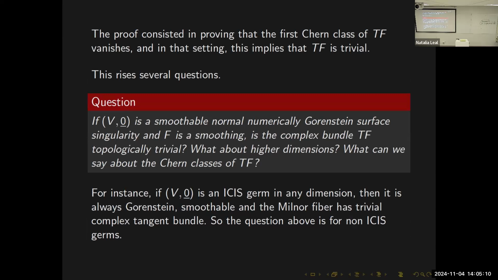So, several related questions. If you have a germ which is numerically Gorenstein and is smoothable, we know that if it is Gorenstein, this is trivial. If it is only numerically Gorenstein, is this trivial? I don't know. The proof I gave used strongly that it was actually Gorenstein, that there was a vanishing of holomorphic forms, and so on. So this is something I don't know.